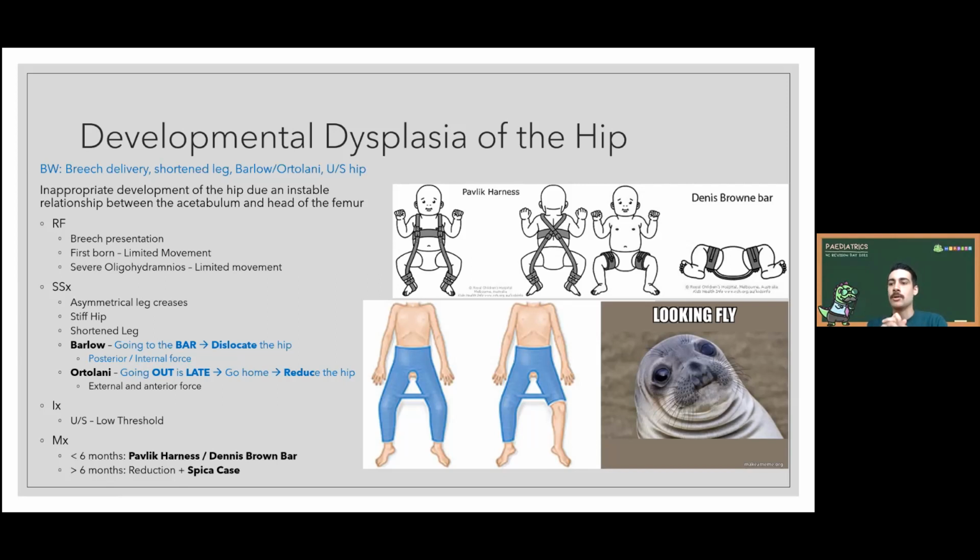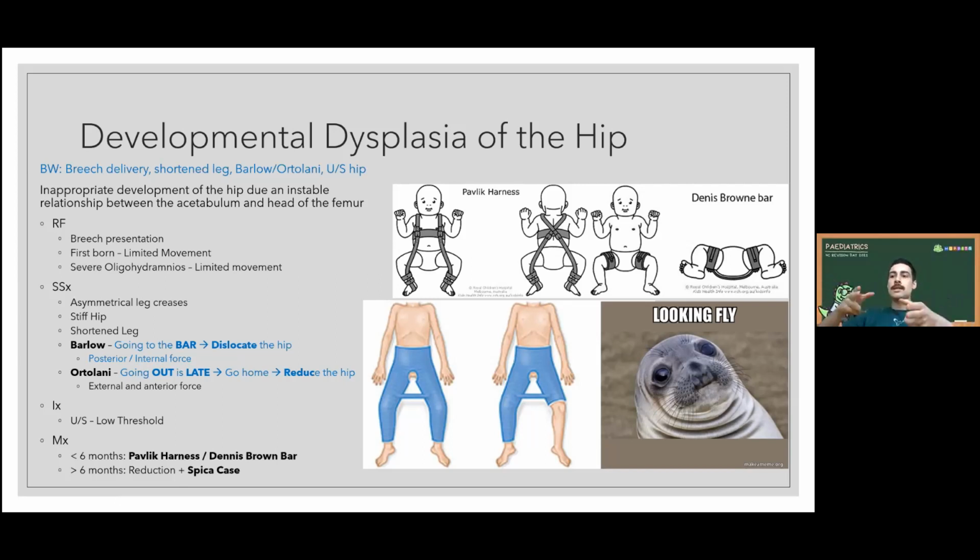So you've got the Barlow and Ortolani tests. The way I remember it is for Barlow, you're going out to the bar. So you want to take the hip out to a bar. So you're dislocating the hip. You put your hands like a gun over the knees and you're pushing down to dislocate the hip posteriorly. And then Ortolani, it's too late to go out, so you're coming back home. So you're applying an external force and trying to push the hips back into the socket.